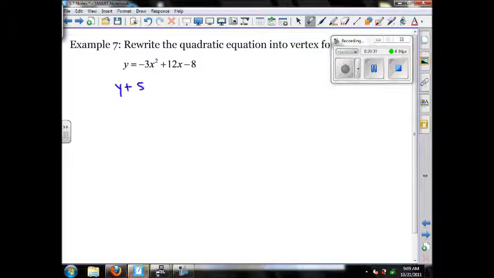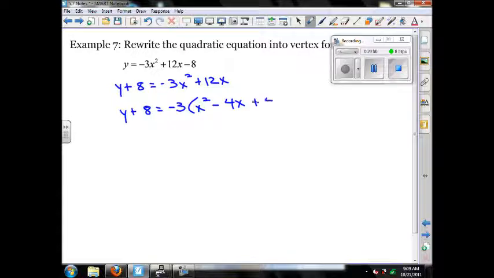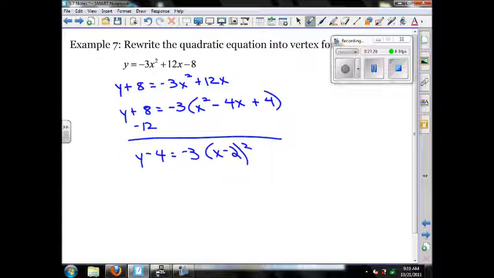Move the 8 over. Factor out a -3. Be careful when you factor out the -3. That should change it to x squared minus 4x. 12 divided by -3 should be -4. Complete the square. If I put a +4 in the parentheses there, what do I need to do to the left side? Subtract 12, right? Because I didn't really add 4, I really did -3 times 4. I subtracted 12 from the right side, so I need to subtract 12 from the left side. The most common mistakes are we either forget to do this altogether, or we just add 4 because I filled in a +4 there. And then add 4.